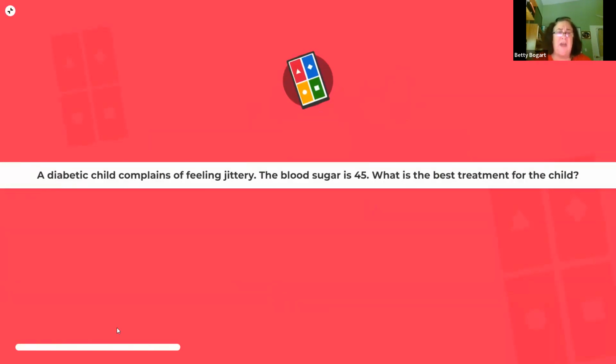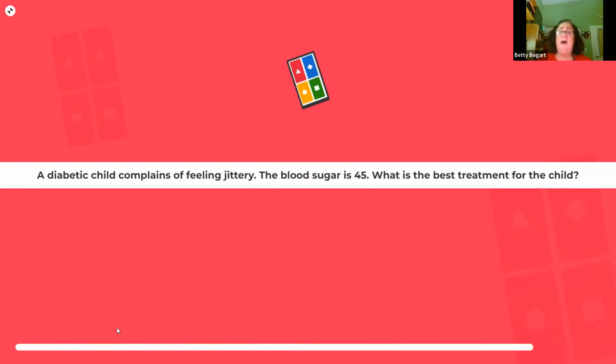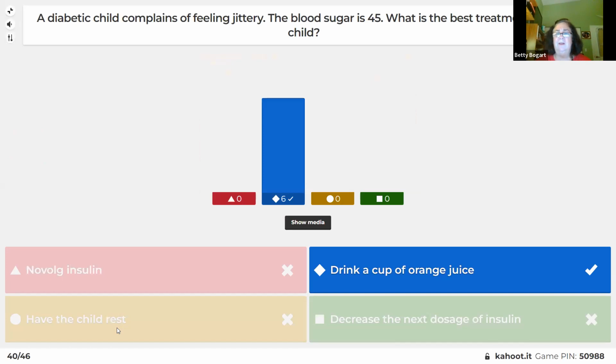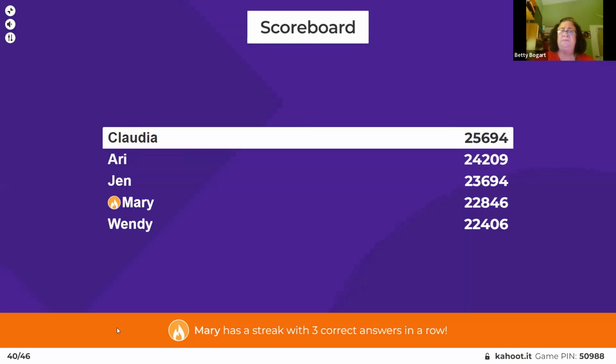A diabetic child complains of feeling jittery. The blood sugar's 45. What's the best treatment for the child? Now, if you read the question, the child's complaining of feeling jittery, so you're going to give them something to drink. They're alert enough to tell you. Orange juice, milk, they're both a great thing to try.